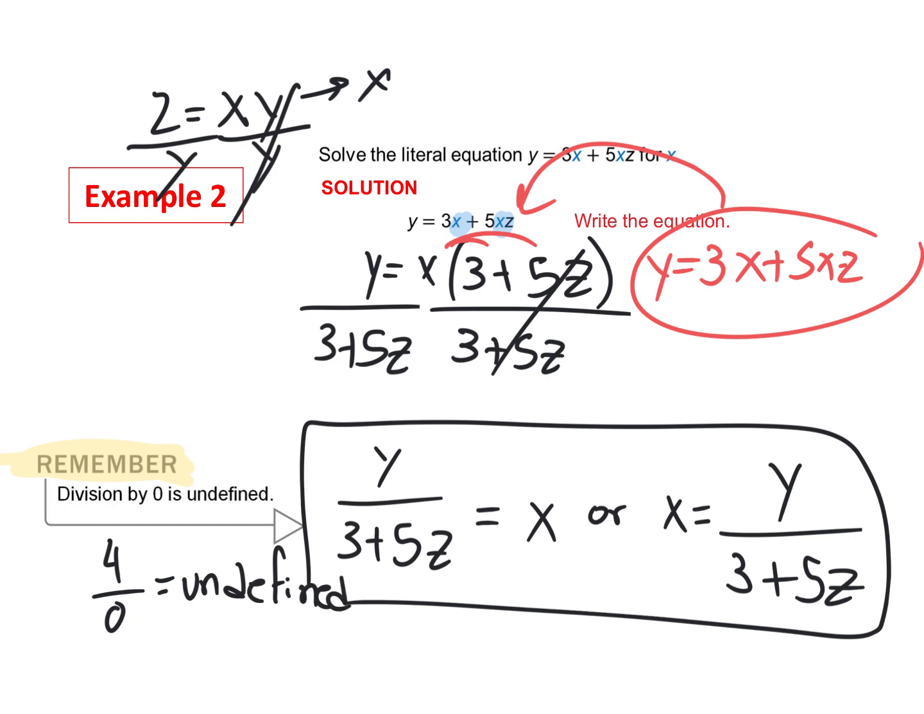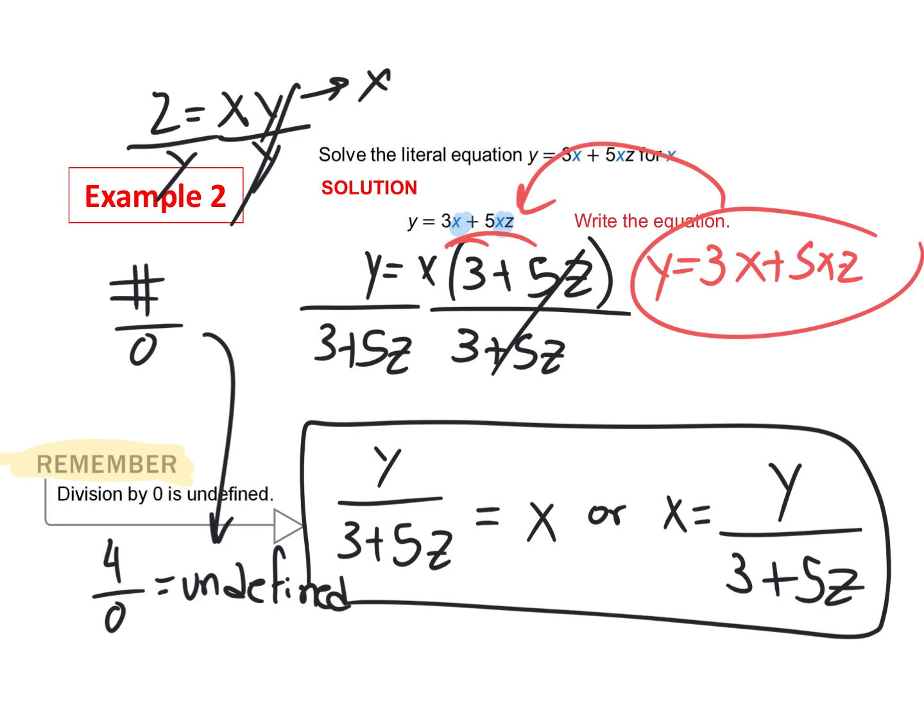Now, this applies to any number divided by 0. So I'm going to do a little number sign over 0. It's always undefined. So you cannot divide by 0. You can have 0 on the top, and that will be a 0, but you cannot have a 0 on the bottom.